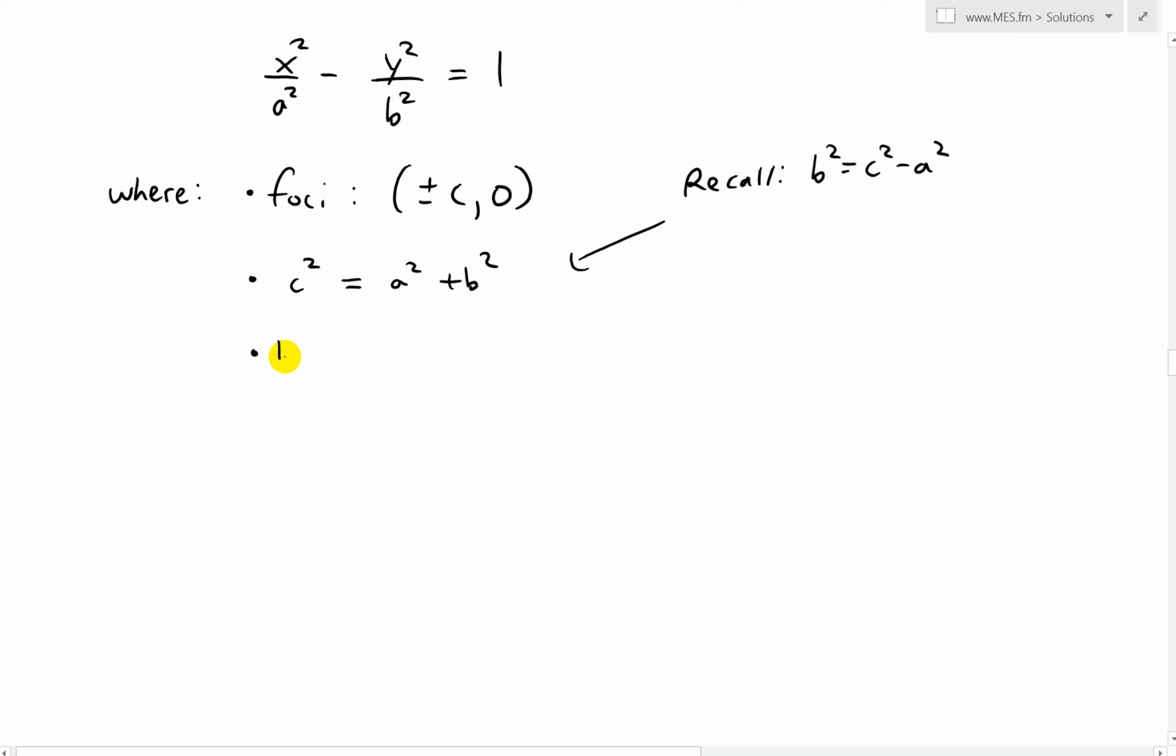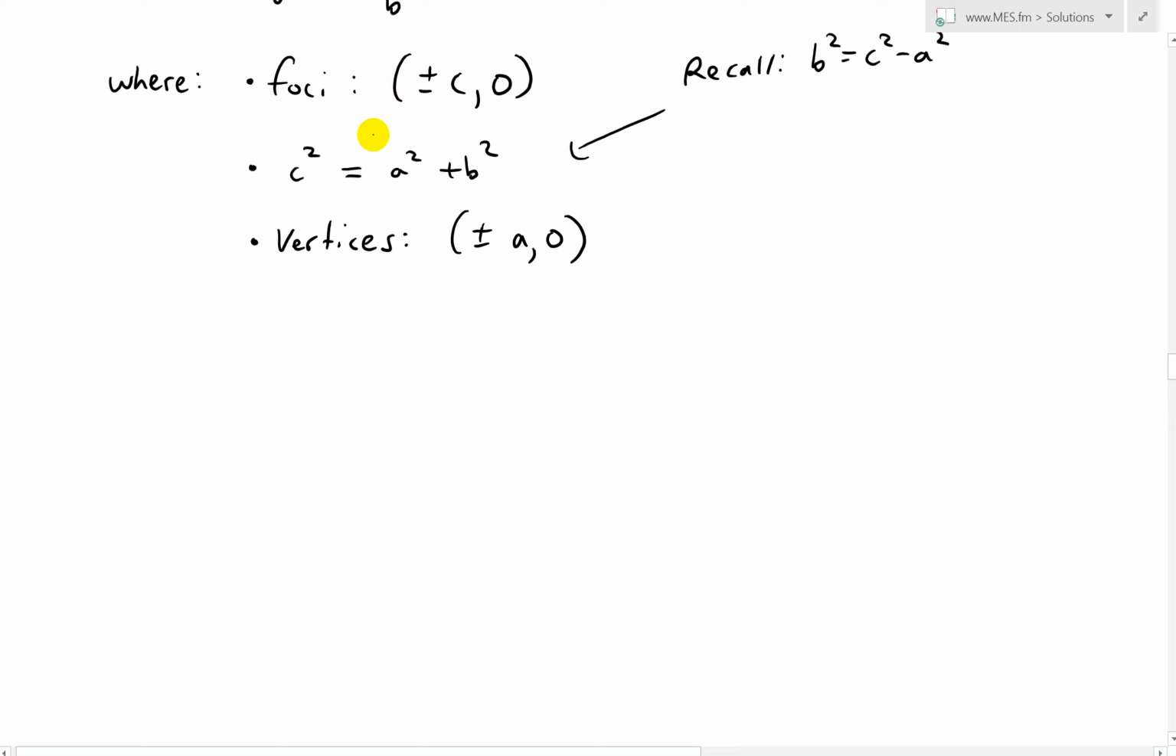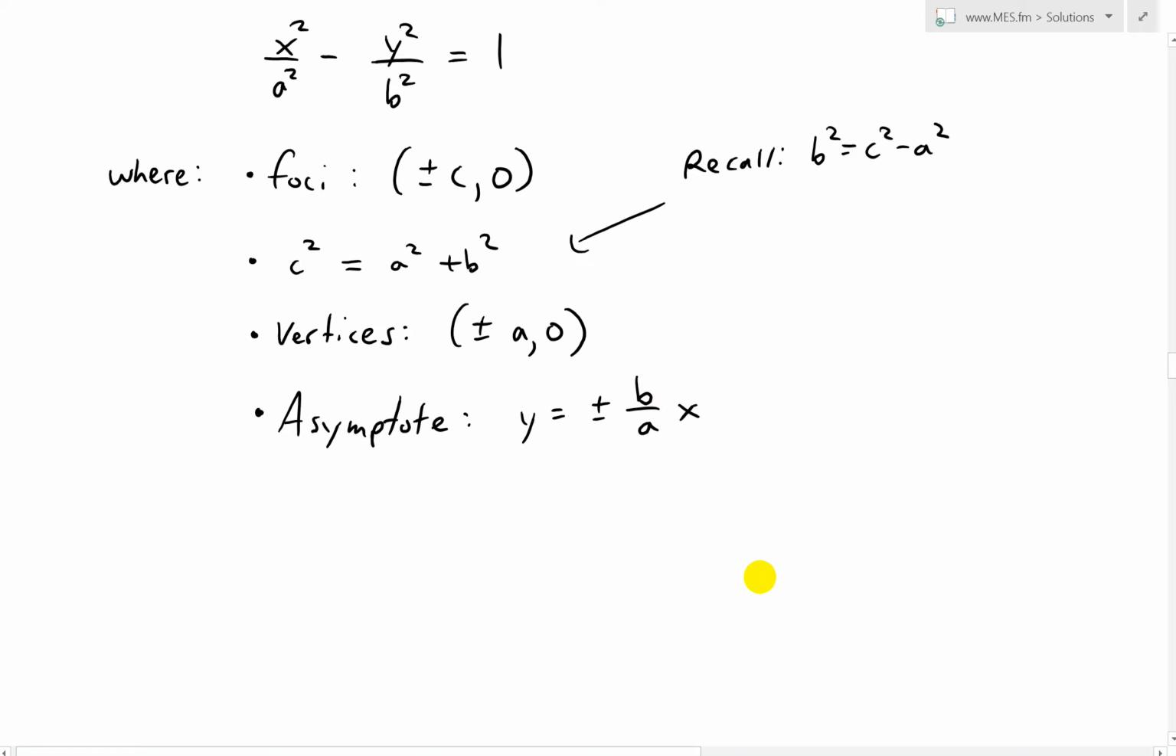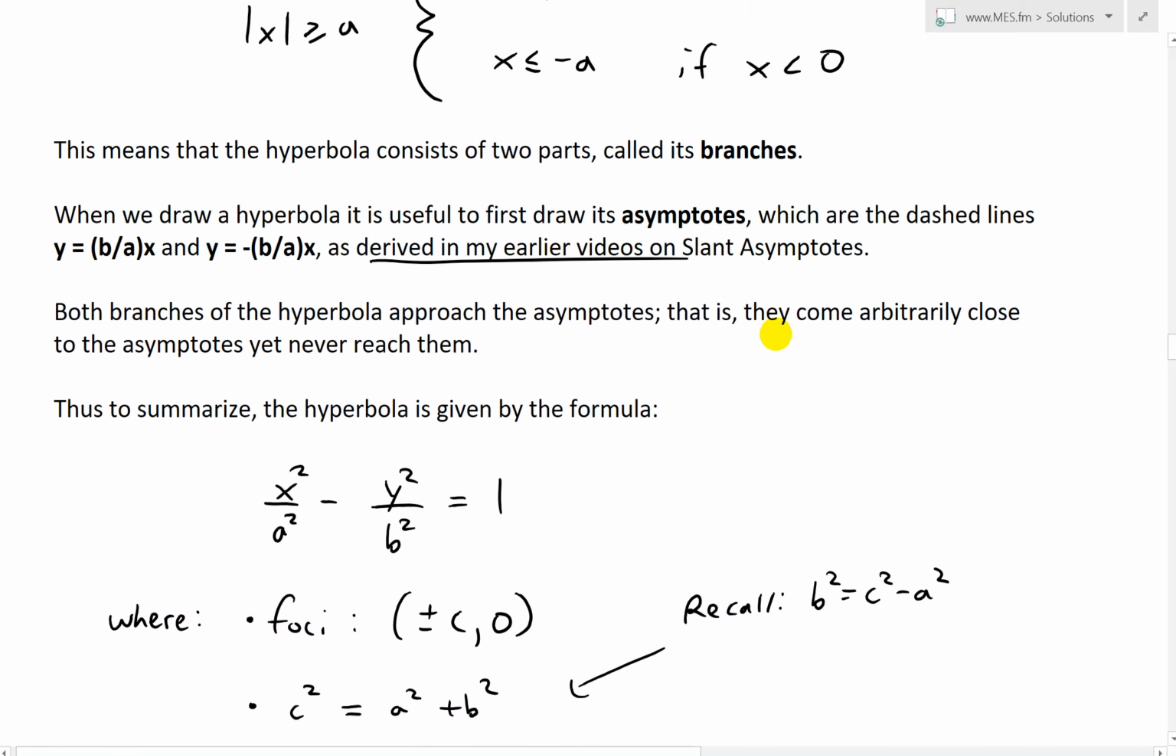And then the vertices, these are known as the endpoints or the tips of the hyperbola. These are at plus or minus a, and 0. This is assuming it's all on the x-axis for the foci, and the vertices are going to be on it as well if the foci are. So the asymptote lines, or slant asymptote lines, are y equals plus or minus b over a times x, as shown in my earlier video, so make sure to watch that.